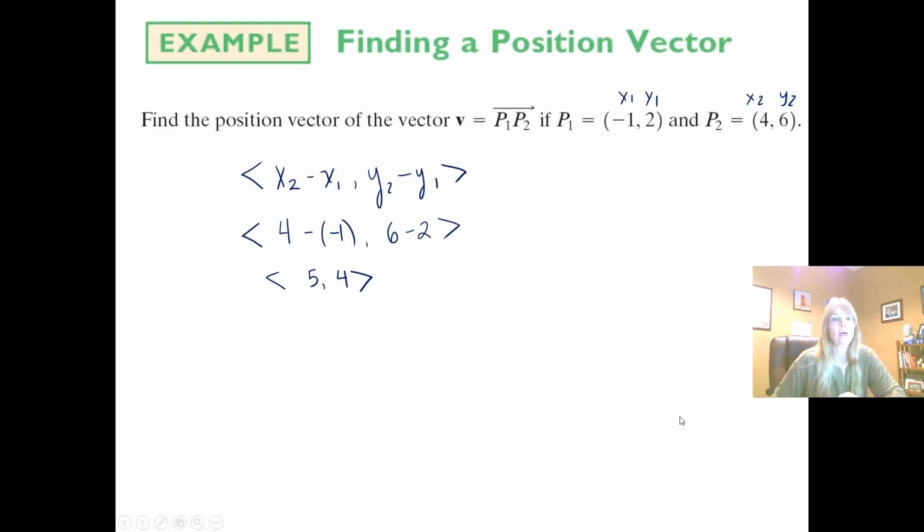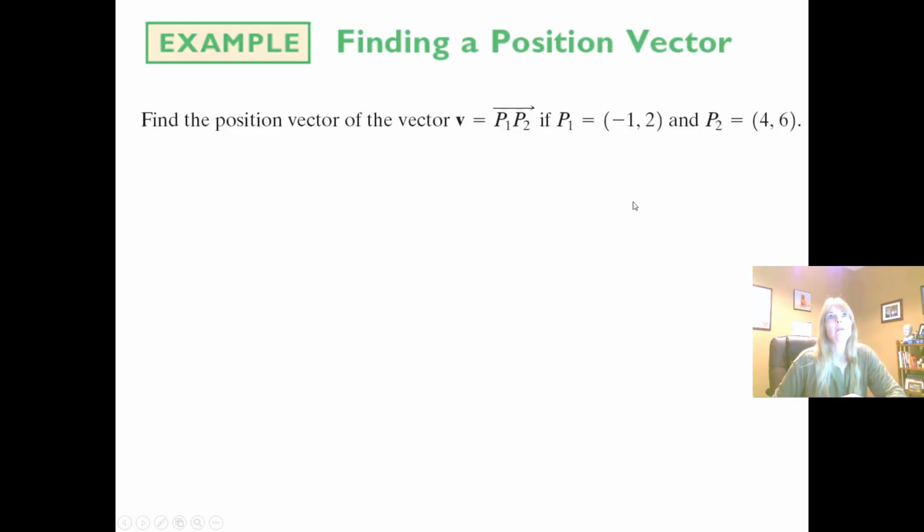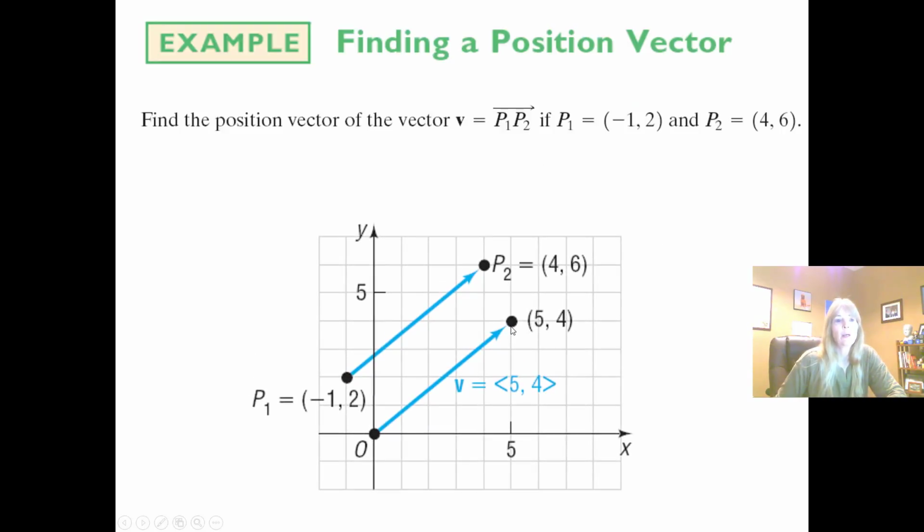All right, if I want to see what this looks like, notice -1, 2, that point, and 4, 6, this point. What I just found, that (5, 4), puts it in as a position vector starting at the origin, and that's the actual point that it would end at.